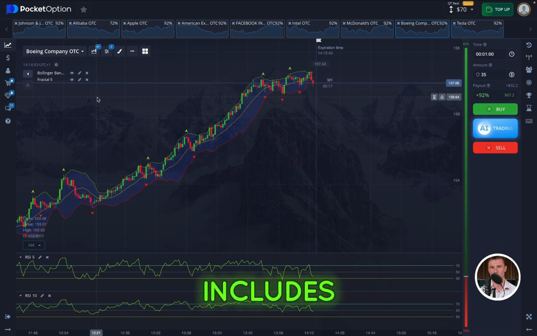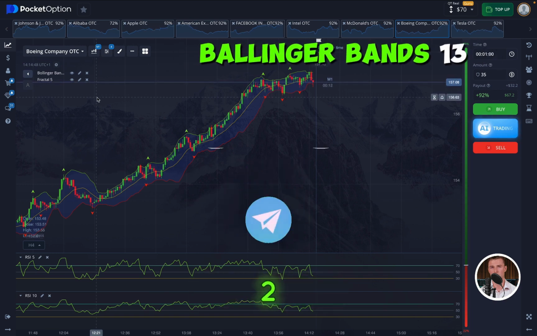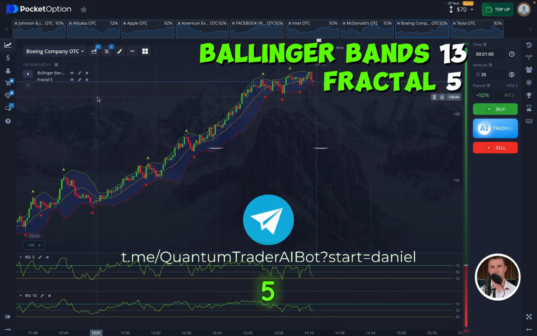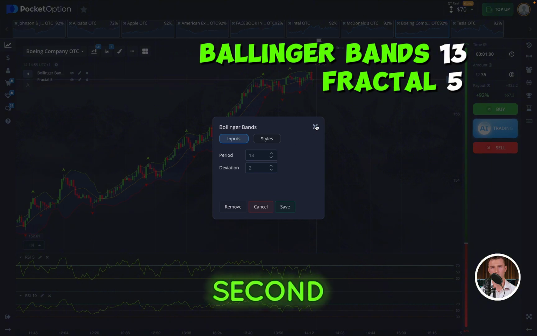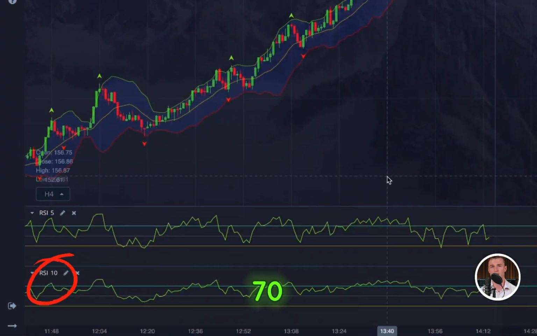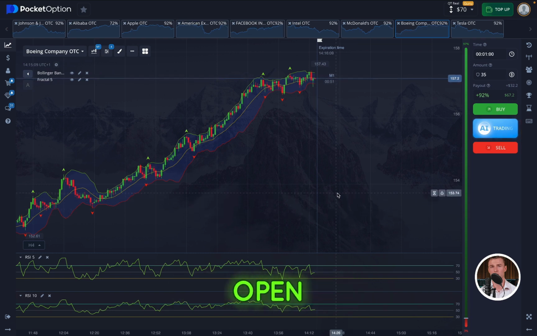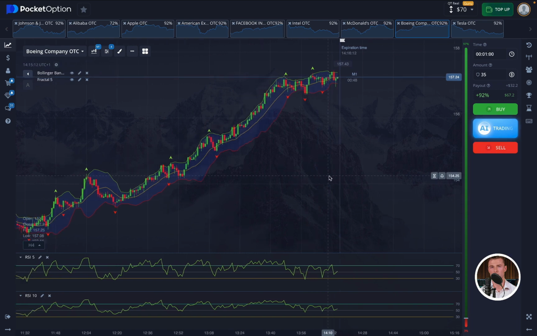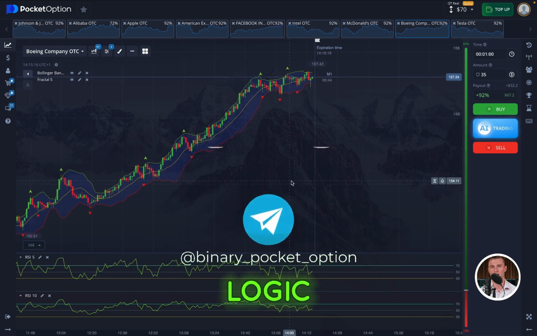as on the trend. It includes Bollinger Bands with period 13 and deviation 2, Fractal with period 5, and two oscillators, RSI, the first with period 5 and the second with a period of 10. We leave the overbought area unchanged at 70, and the oversold area also unchanged at 30. They have a value. After the course of trading, you will understand how to open your position correctly, what conditions must be in order to open a trade, and what logic you must follow.